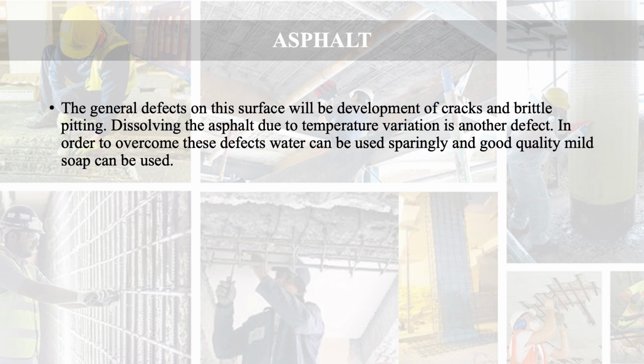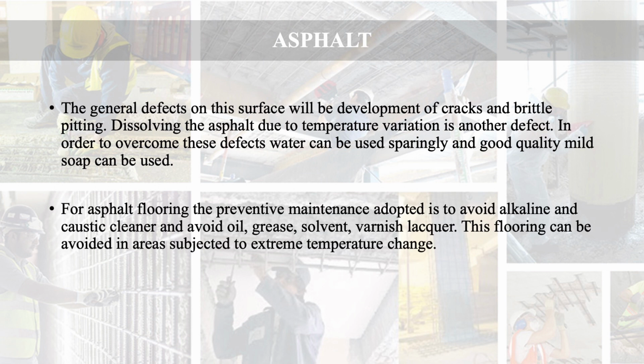Next is asphalt flooring. The general defects on this surface will be development of cracks and brittle pitting. Dissolving the asphalt due to temperature variation is another defect. In order to overcome these defects, water can be used sparingly and good quality mild soap can be used. For asphalt flooring, the preventive maintenance adopted is to avoid alkaline and caustic cleaner and avoid oil, grease, solvent, varnish, liquor. This flooring can be avoided in areas subjected to extreme temperature change.